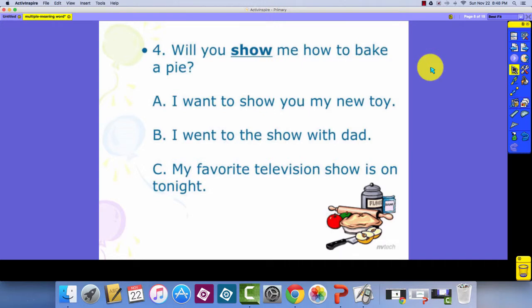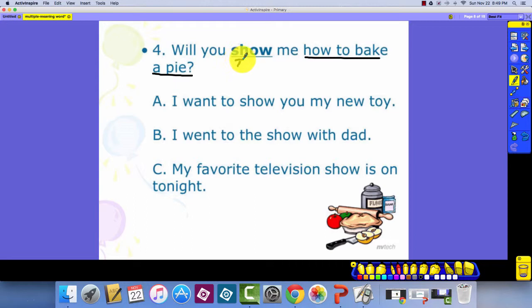Try number 4. Okay, so our next one is, will you show me how to bake a pie? So I want to see which sentence uses show in the same way. And show could mean a couple different things. Show could be watching a TV show or watching a movie. Or it could mean to display something, to demonstrate something, okay? So will you show me how to bake a pie? Well, my key words here in this sentence to help me determine what show means is how to bake a pie. They're asking to display something, to demonstrate how to do something, okay?